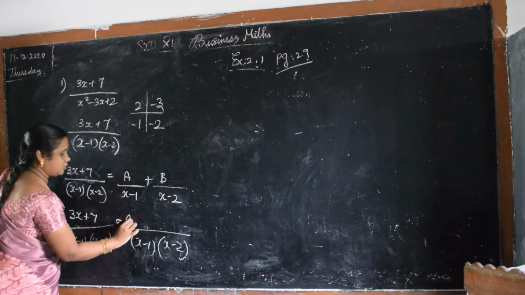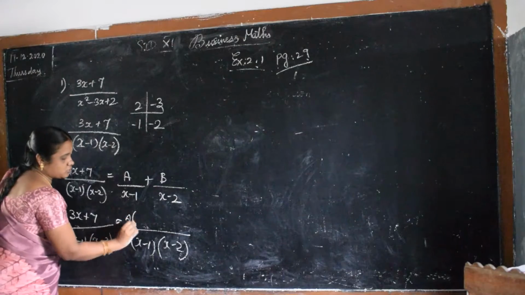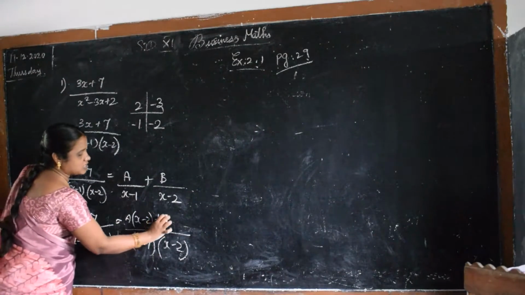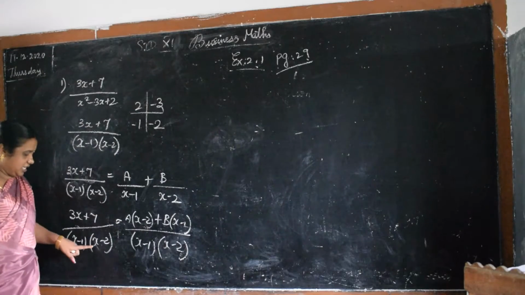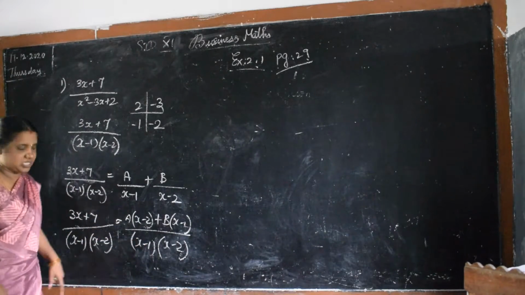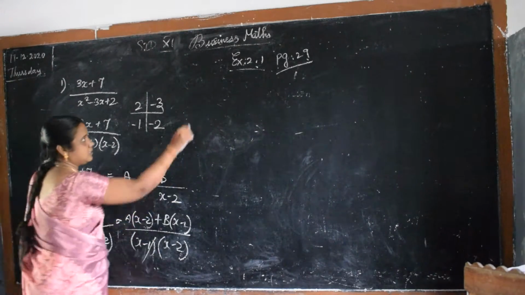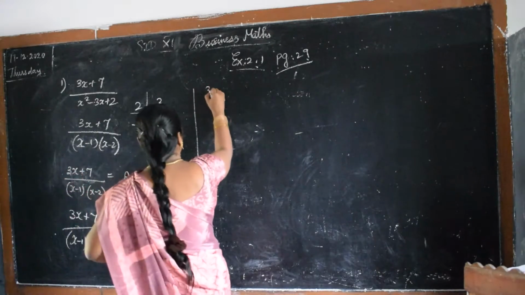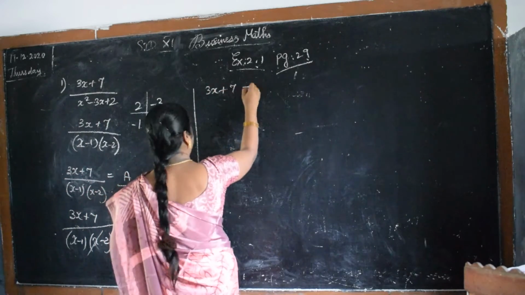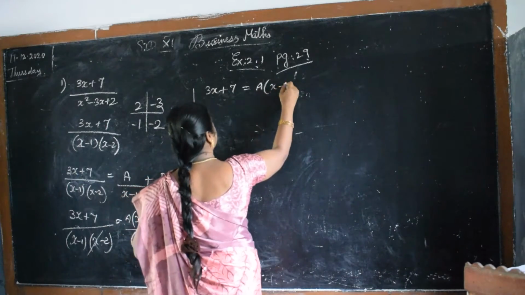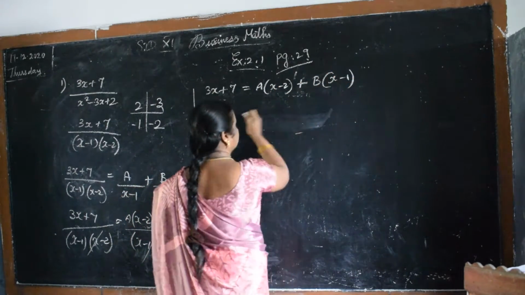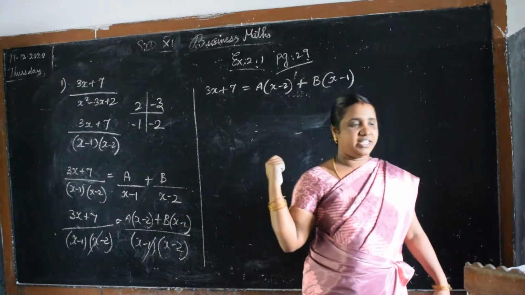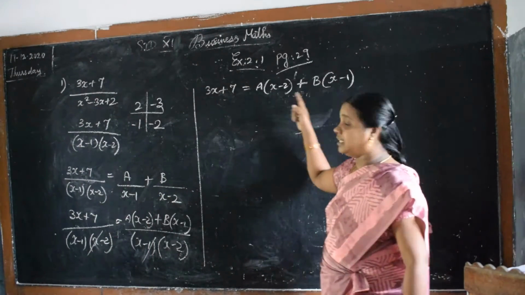Here a into x minus 2, so that means a into x minus 2 plus b into x minus 1. Now see, the denominators in LHS and RHS are both the same, so you can cancel them. That means 3x plus 7 equals a into x minus 2 plus b into x minus 1. Now you have to solve this and find the answer. Find the values of a and b.